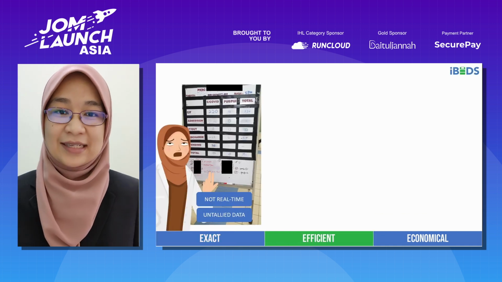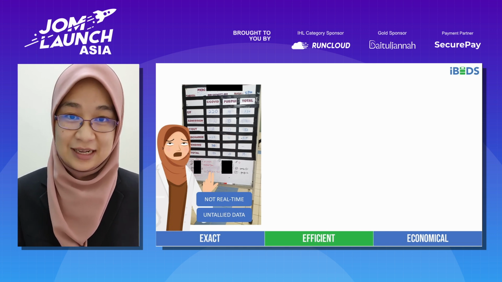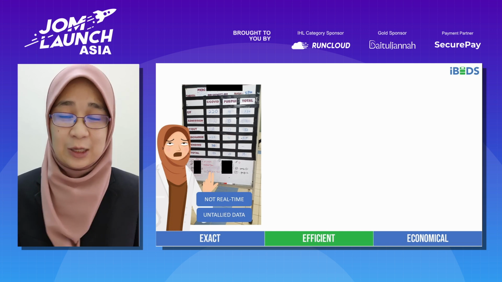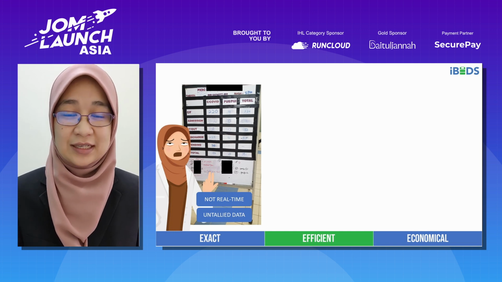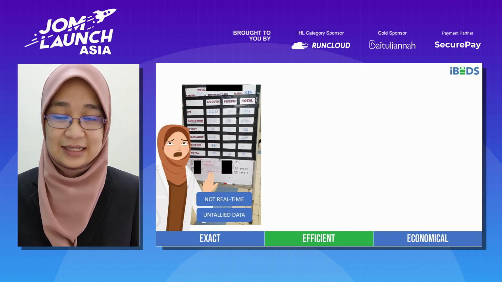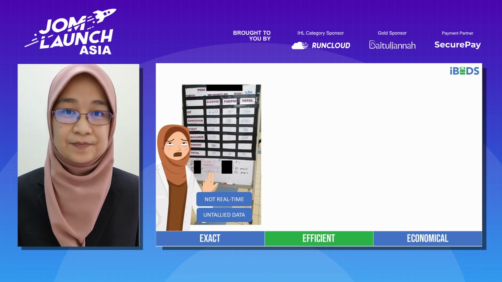Now, what makes Ibeds efficient? Because we have automated the process, the workflow becomes less. Previously, what Dr. Sarah had to do was calculate the census. This census is the statistics and data that we had to submit to KKM.